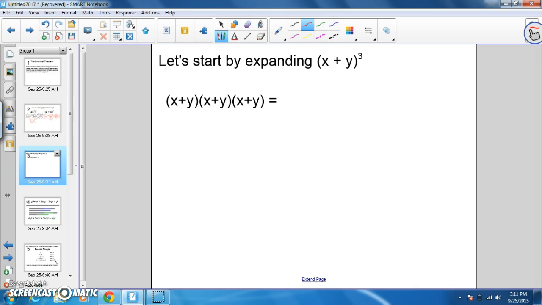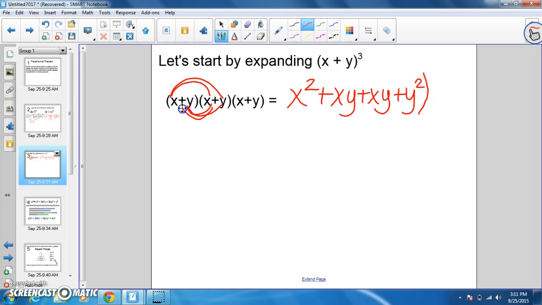So we're going to start by expanding x plus y to the third power by first multiplying x plus y times x plus y. We're going to use FOIL: x times x is x squared, x times y is plus xy, y times x is plus xy, and y times y is plus y squared, all times x plus y. I need to combine like terms in my first polynomial, so I get x squared plus 2xy plus y squared.